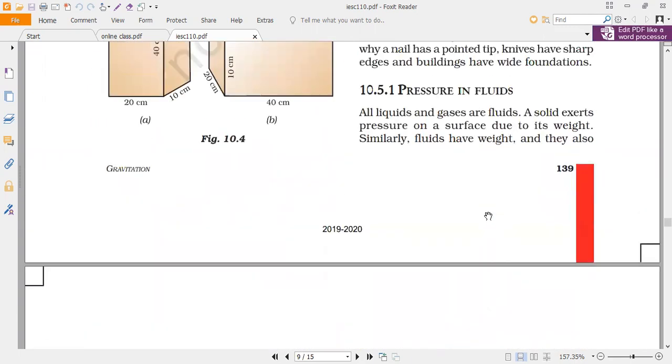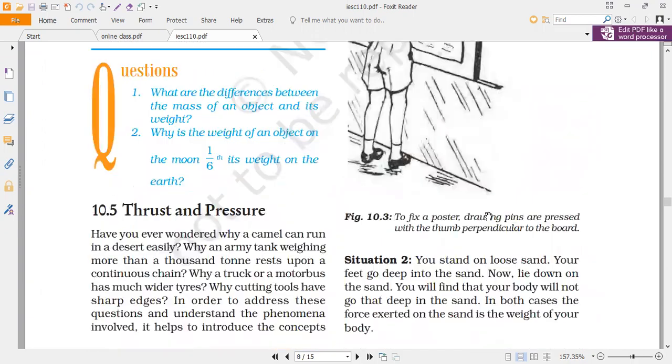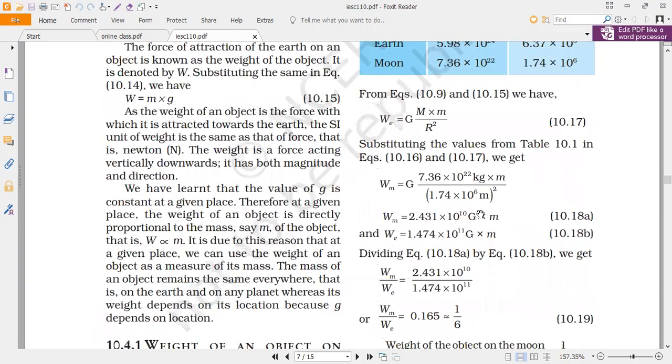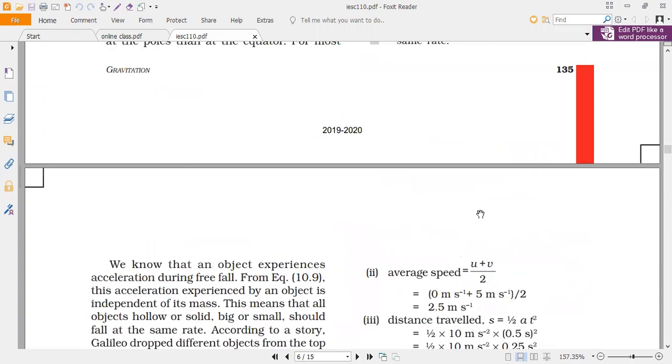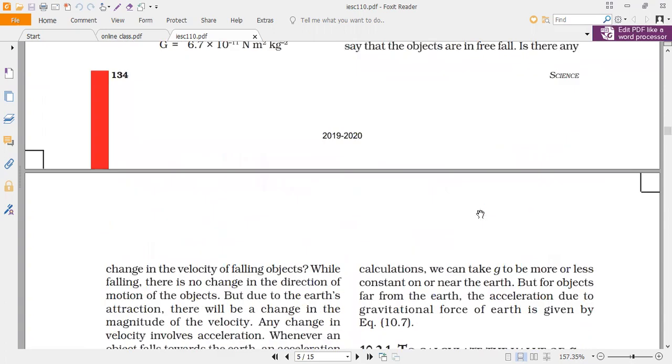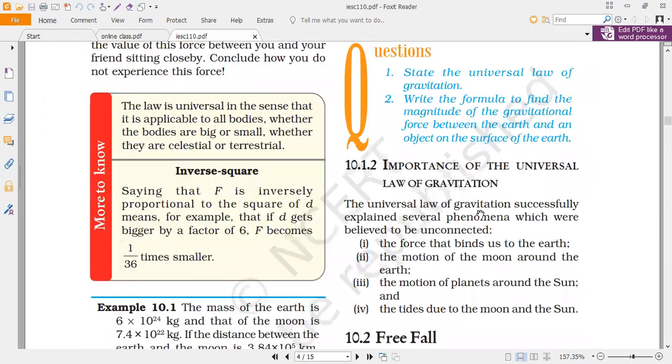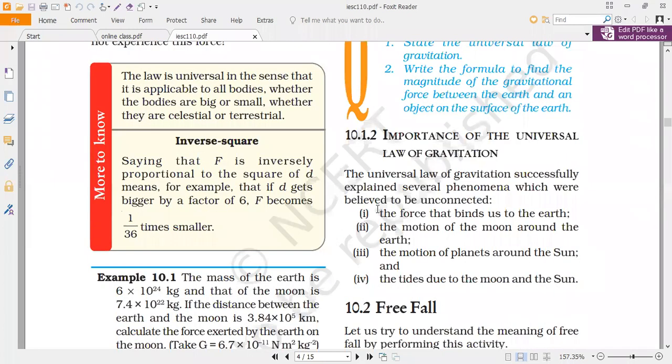Importance of universal law of gravitation. It will be on the page here. Just please learn those 4 points. All 4 points are known to us only. So this is the importance of universal law of gravitation. The first importance: the force that binds us to the earth, meaning we are able to stand on the earth.